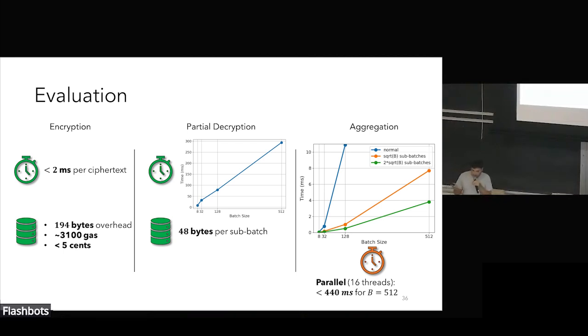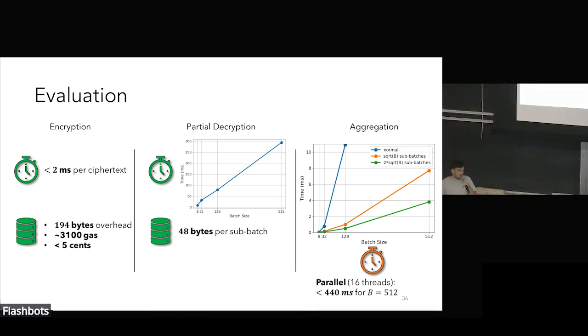And now let's look at kind of the difficult part, the aggregation. The blue curve shows the time aggregation needs without sub-batches, and you can see that it doesn't look so nice. So even for 100 sized batches, we get aggregation times of more than 10 seconds, which I would say is a bit infeasible. But when you start to add an appropriate number of sub-batches, you can even decrypt large batches of more than 500 transactions in less than 4 seconds, which I would say is reasonable.